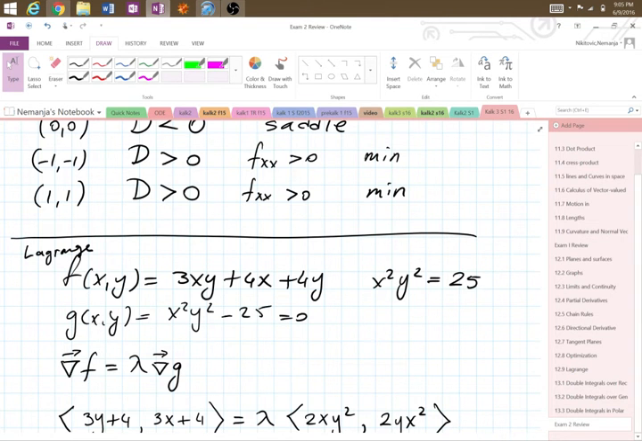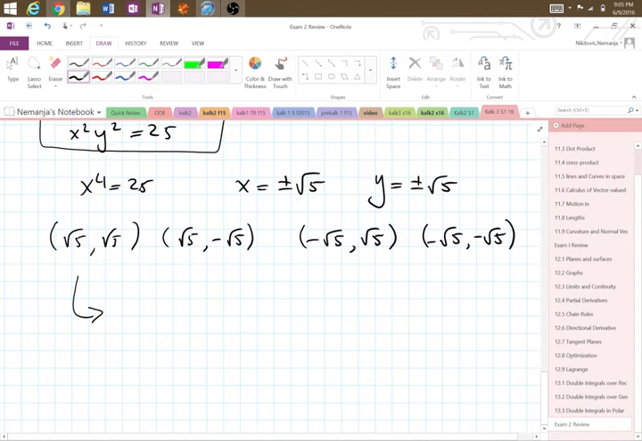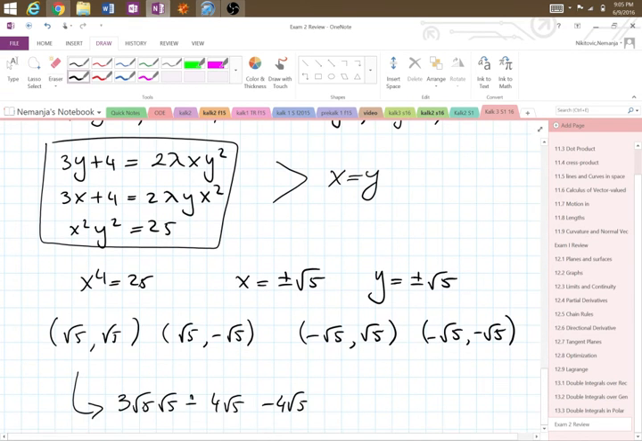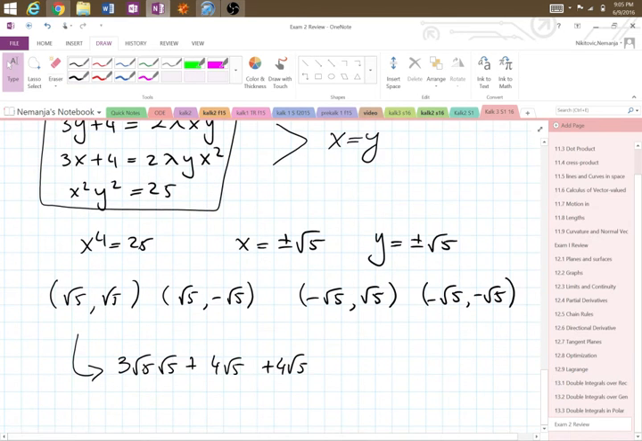Fair? Let's compute the first one. So it's 3 root 5 times root 5 plus 4 root 5 plus 4 root 5. Original equation, it was plus and plus. How are you finding which one's max? You plug each one of these points into the function. You just plug these values into the original function and look at which one has the highest z value. So this is 15 plus 8 root 5.